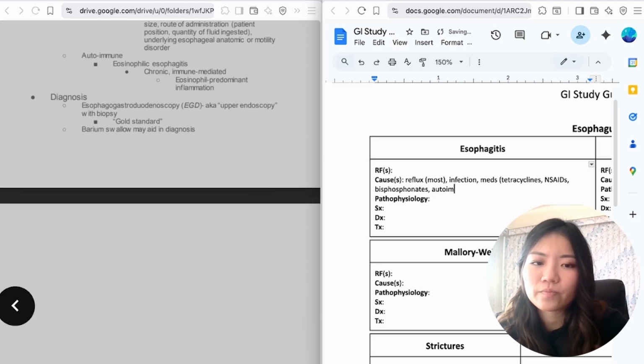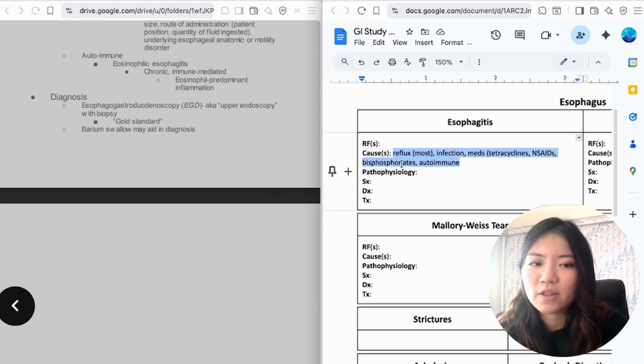Autoimmune. And then depending on how you like to do it, sometimes I'll look at how much space everything is taking up on the page.